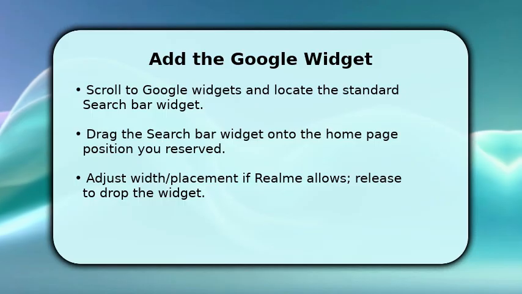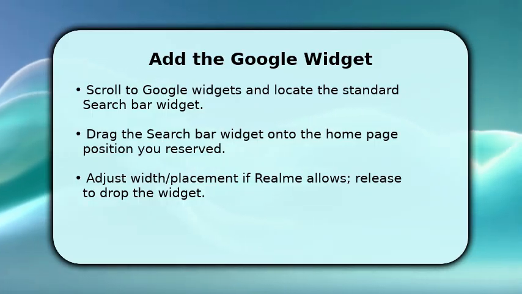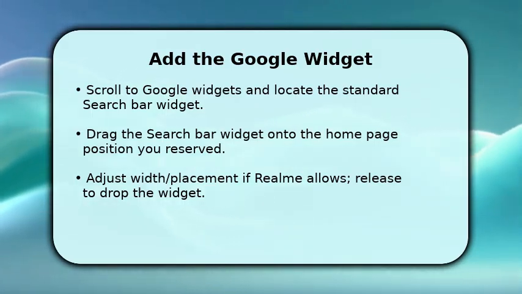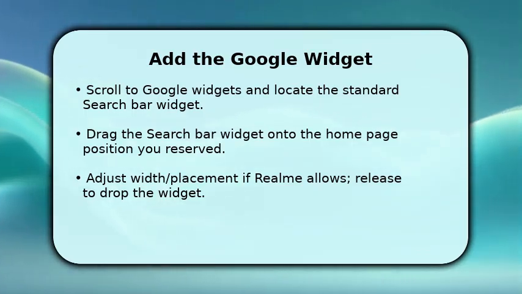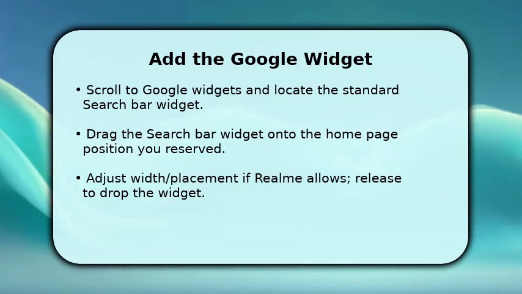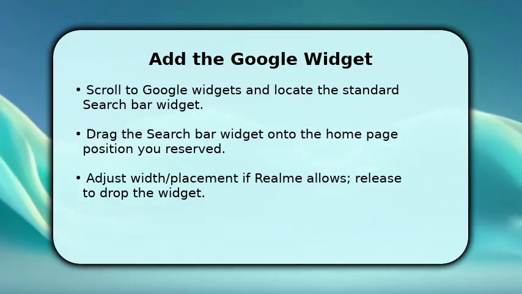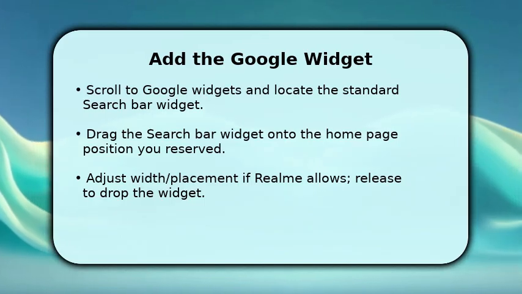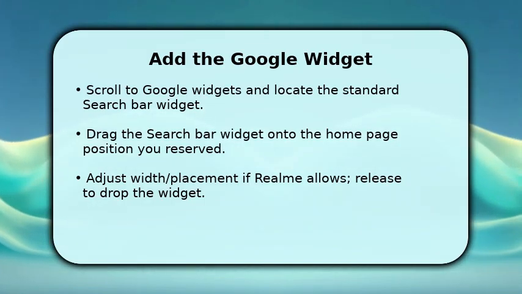Tap and hold the search bar and drag it onto the home page spot you prepared. Your finger controls placement, so move slowly to align it with other icons. Make sure you drop it exactly where you want because Realme will lock it into the grid. If the widget snaps oddly, lift and reposition once more. That ensures a tidy home screen and immediate search access.